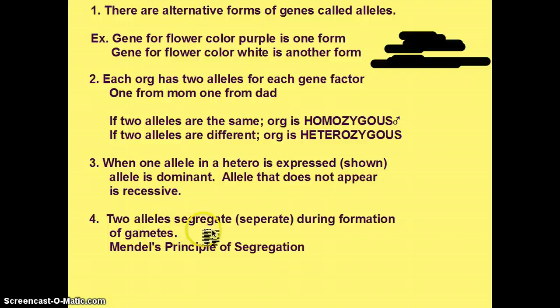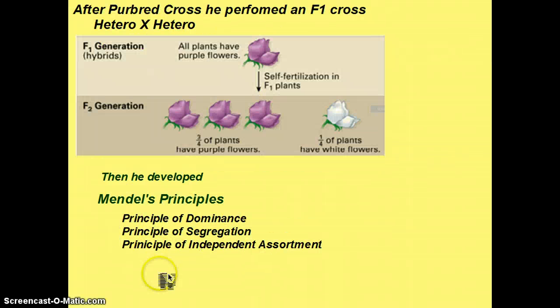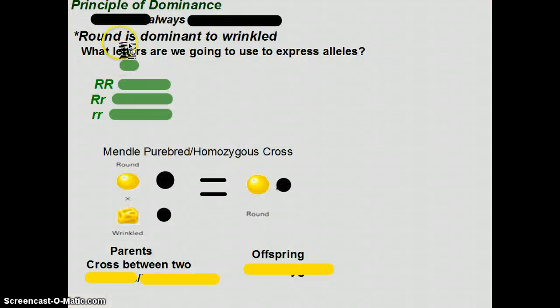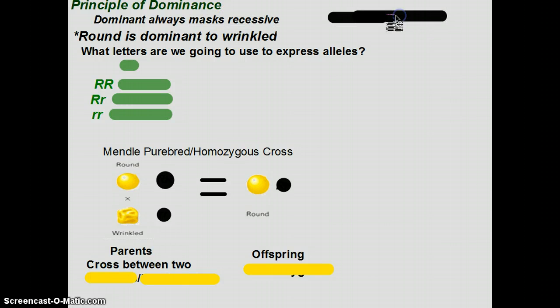And whenever 2 alleles segregate, which means separate during the formation of gametes, so when a cell is producing a gamete cell, the alleles segregate. This is called Mendel's principle of segregation, one of the 3 principles. So he has the principle of dominance, principle of segregation, and principle of independent assortment. Mendel's principle of dominance states that a dominant gene will always mask the recessive, as we've already said.